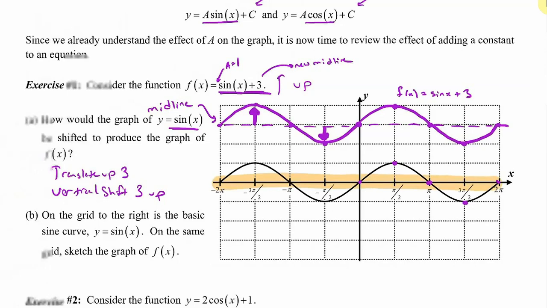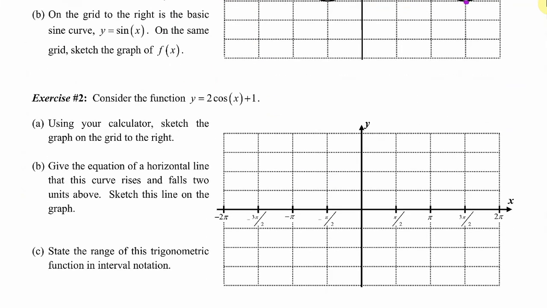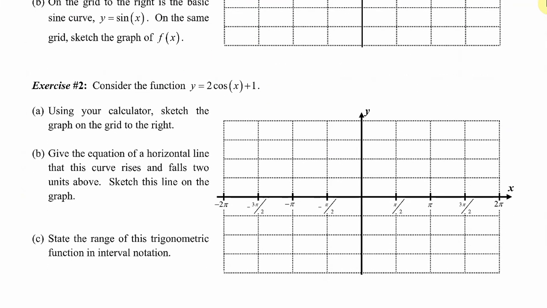Number 2, consider y equals 2 cosine of x plus 1. On the calculator, sketch the graph to the right. Forget that. We don't want our calculators here. I'm going to put in the regular cosine function because ultimately we all have to know what this looks like. This one starts up at 0, 1 and makes its way up and down like so, and going backwards, following the pattern. This is the regular cosine function.